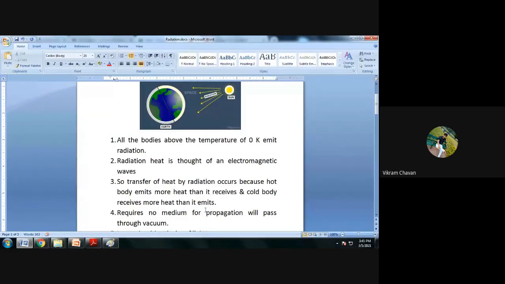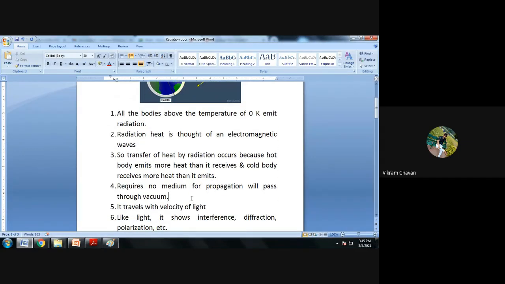As we have discussed, radiation heat transfer does not require any medium. It requires no medium for propagation and will pass through vacuum. Also, an important point is that it travels with the velocity of light. So what is the velocity of light? 3 into 10 raised to 3 meter per second, right? Or wrong? 3 into 10 raised to 3 meter per second, or kilometer per second?